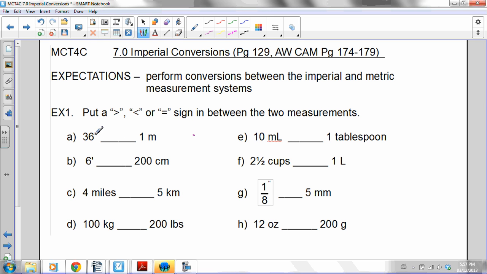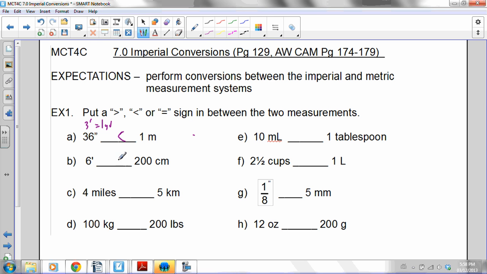Well, 36 inches is 3 feet, right? 3 feet, because 12 inches is a foot. That's 3 feet. And 3 feet is actually a yard. And hopefully you know that meters are bigger. So 36 inches is smaller. And hopefully we can get through these fairly quickly.